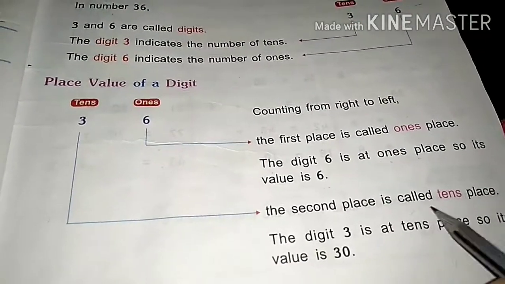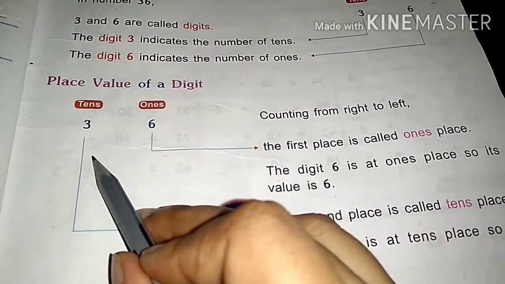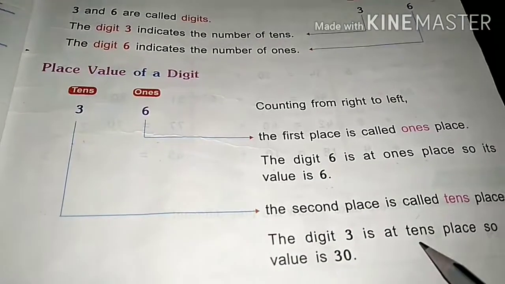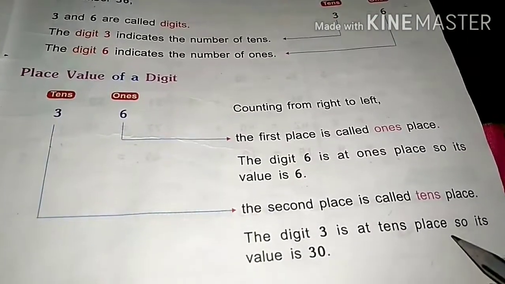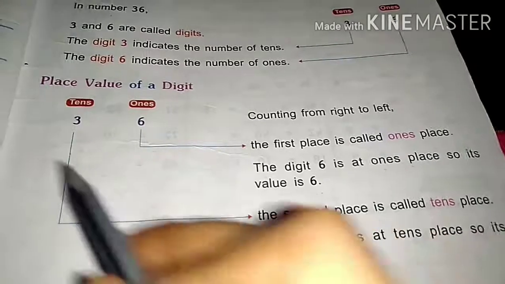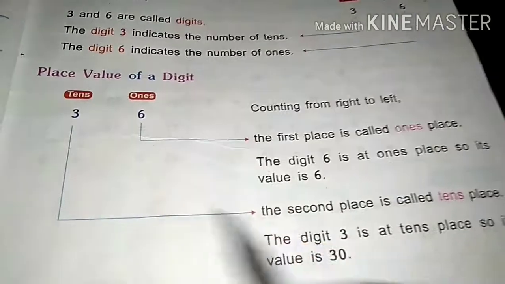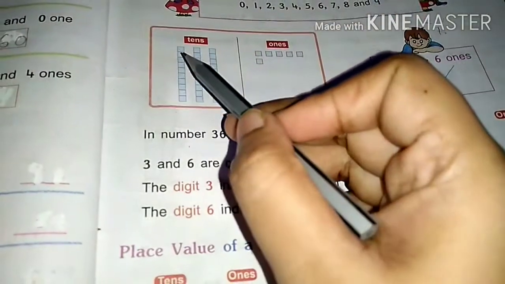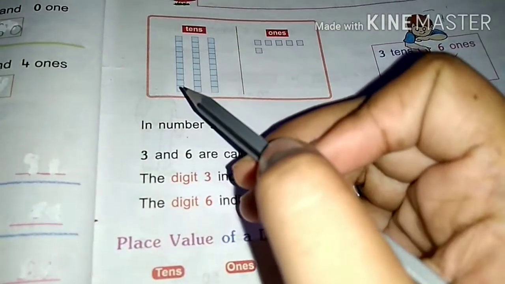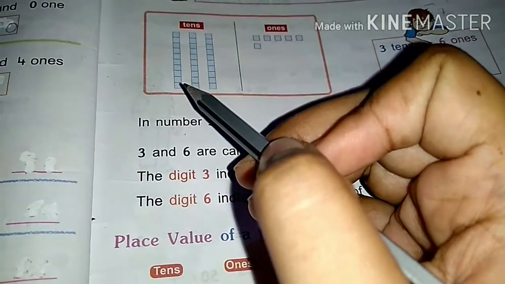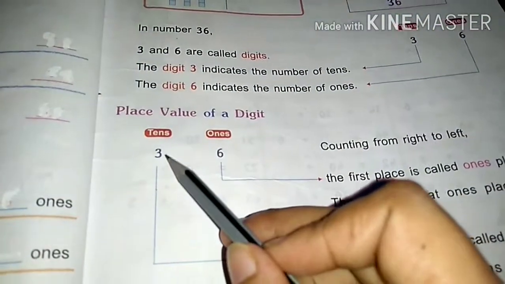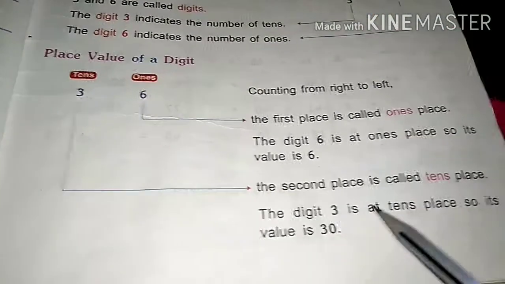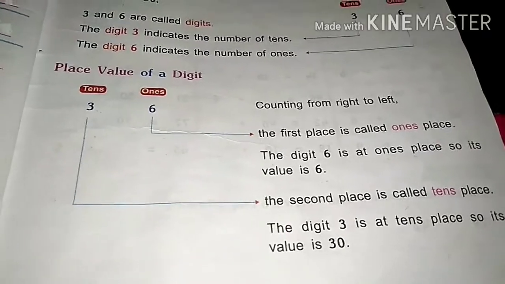The second place is called tens place. The digit 3 is at tens place, so its value is 30, because it is in tens place. As you know, tens means a group of how many cubes? 10 cubes. So here 3 tens means 30. So the value of 3 in tens place is 30.